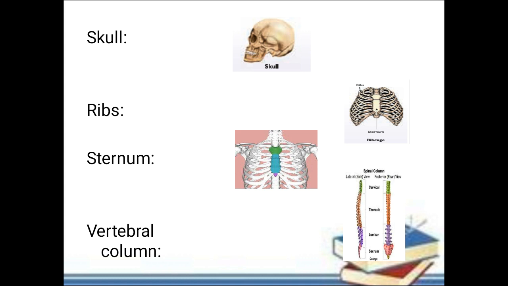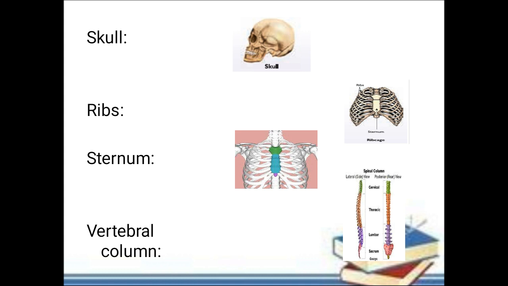Then ribs. They are present in the chest. There are 24 in number, with 12 pairs. They protect the heart and lungs. They are thin, curved bones. Next, the sternum. This is a flat, dagger-shaped bone that connects the ribs. Along with the ribs, it helps in the protection of the lungs and heart.